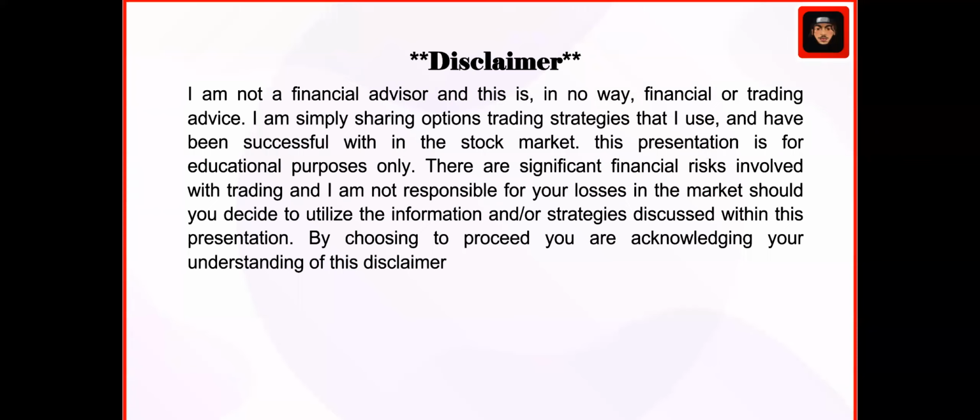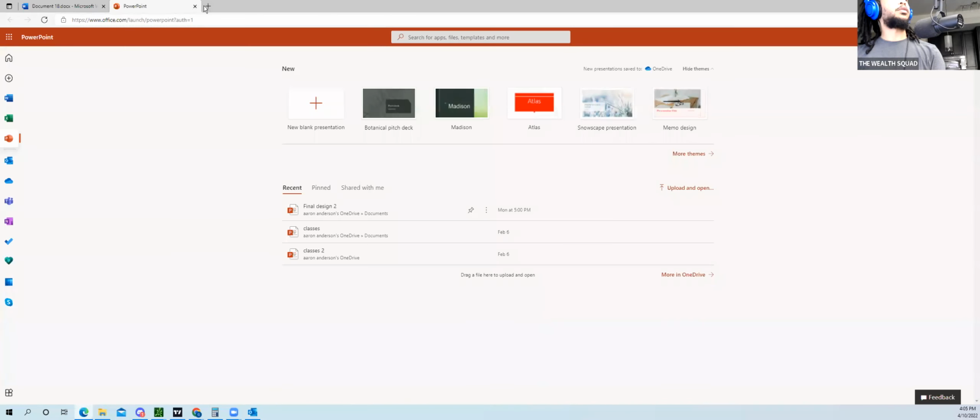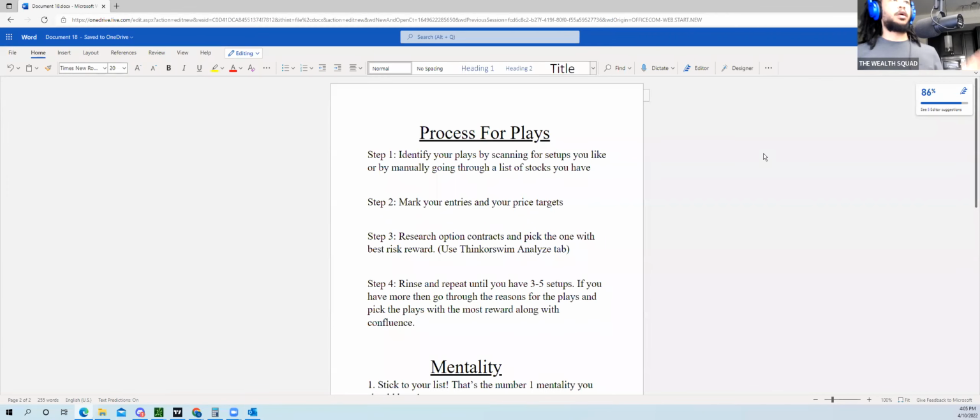All right. So, process for plays. This, to me, is the way you should be going through it, or something similar to this. It should be like a step-by-step process.